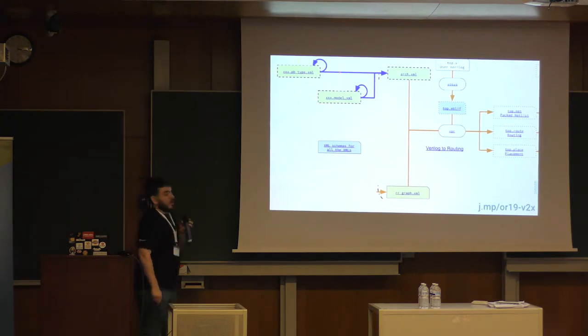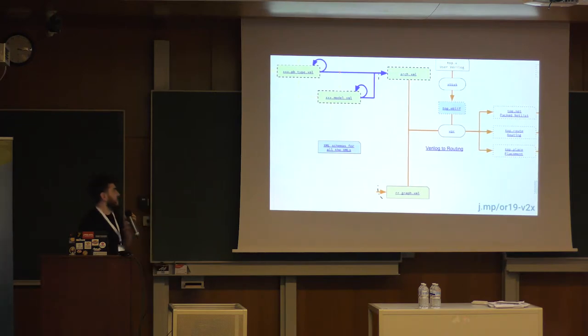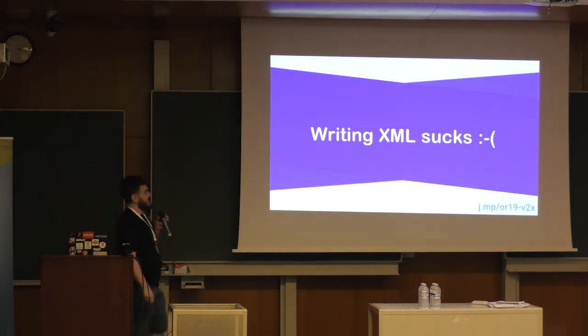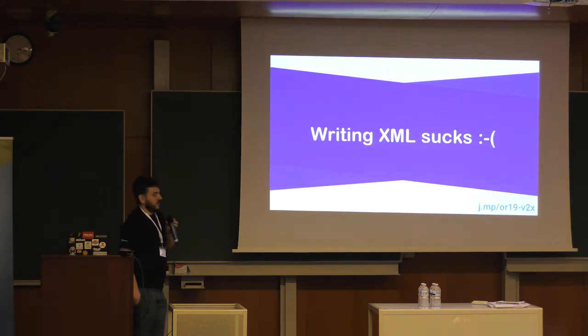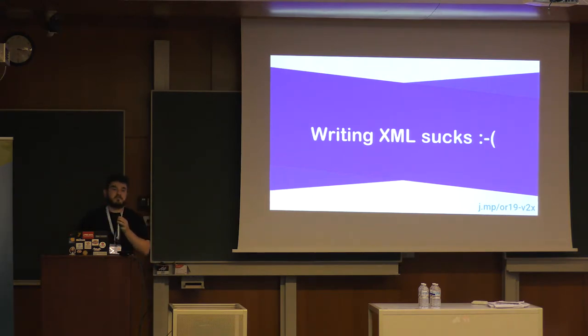Of course, those are text files, those are XMLs. So we can basically write them, but writing XML sucks. Why? Because those files are really, really complicated, and it's very easy to make a bug inside. There are different types of bugs. First is like you mess up something and VPR will tell you this is incorrect, the connections are not complete or something like that.